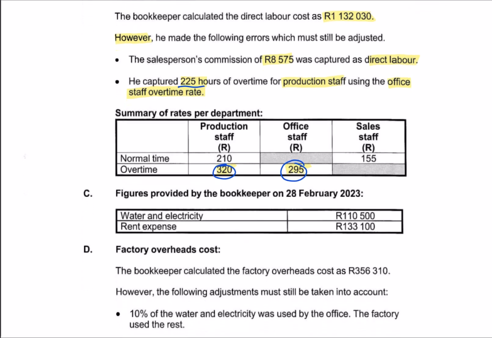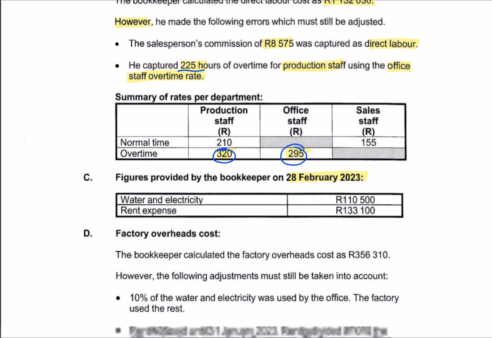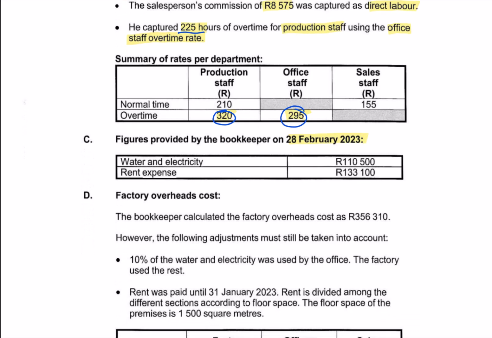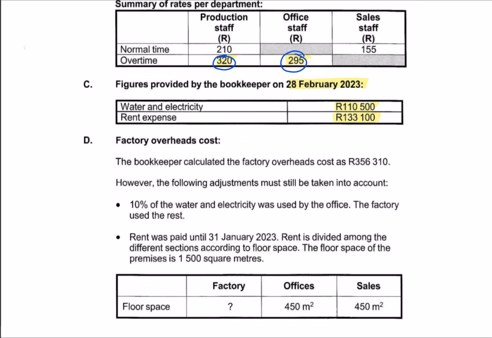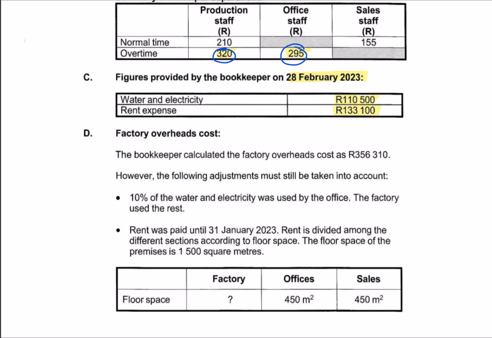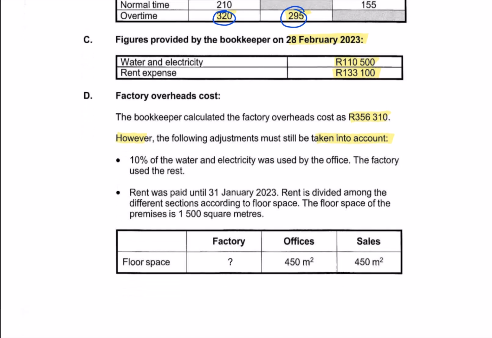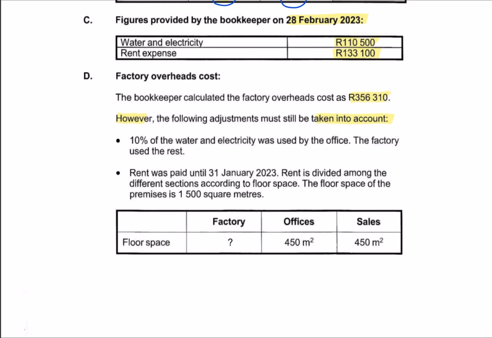Right, then it says figures provided by the bookkeeper on 28 February 2023. That's information C. Water and electricity 110,500. Rent expense 133,100. Factory overhead costs. Right, the bookkeeper calculated the factory overhead cost as 356,310. However, you must take into account the following adjustments. 10% of the water and electricity was used by the office. The factory used the rest.